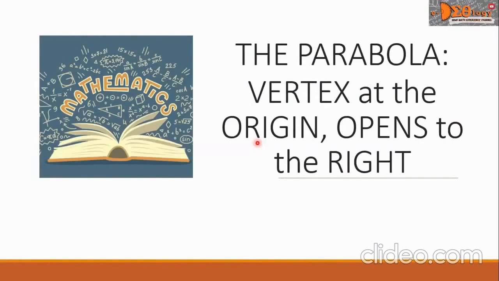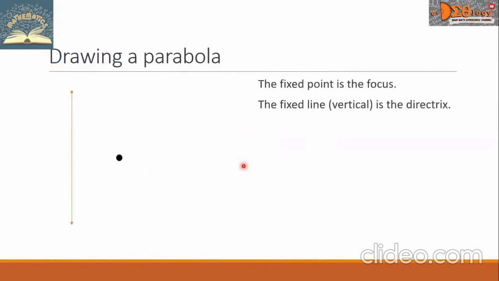Hi everyone. Today we're going to study the parabola with vertex at the origin that opens to the right. Now let us draw a parabola. Here we have a line and a point. The fixed point is called the focus, and this fixed line, which is vertical, is the directrix.